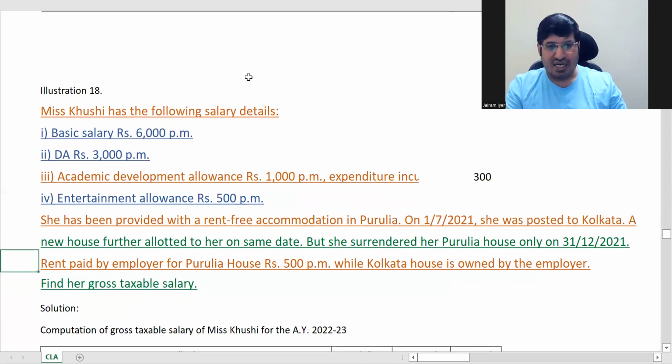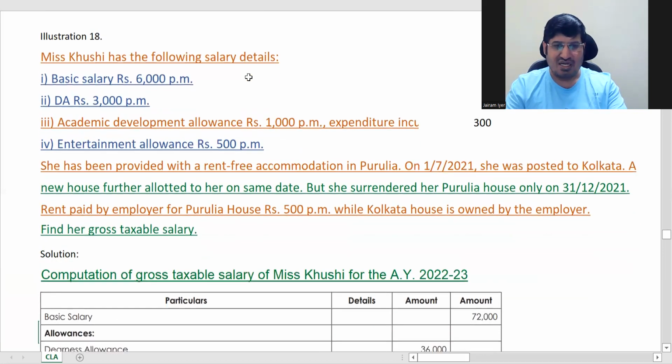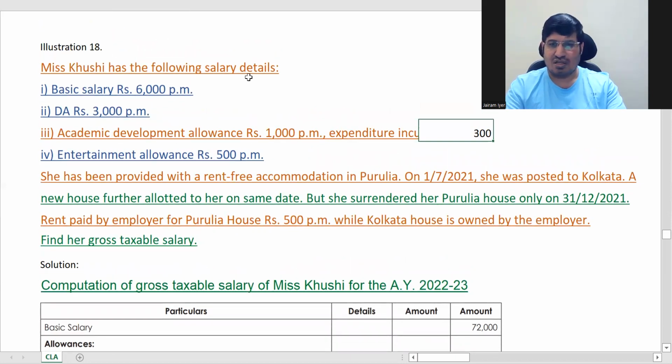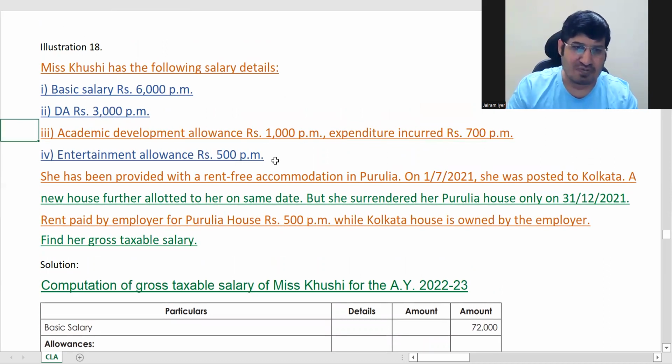So, okay, let's go ahead and we'll try to solve this. First thing is computation of gross taxable salary. In this, basic and DA we will take fully. And academic allowance, 300. 12 threes are 36, so 3,600 is taxable for this academic allowance. Expenditure incurred is 700. Entertainment allowance is fully taxable. That's all. Apart from this, there is nothing. Only the last thing will be your rent-free accommodation.